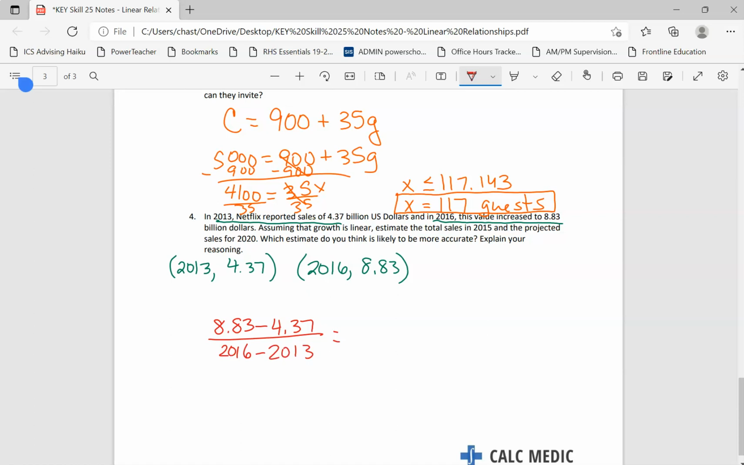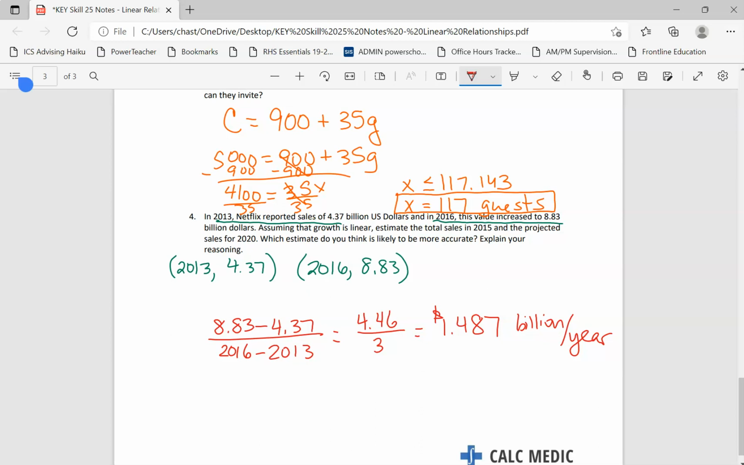Let's go ahead and do that on our calculator real quick. So 8.83 minus 4.37 gives us $4.46. Sorry, $4.46 billion. That was over a 3-year span. So it looks like about 1.487, and that's going to be $1 billion per year. That's the rate of change. Okay.